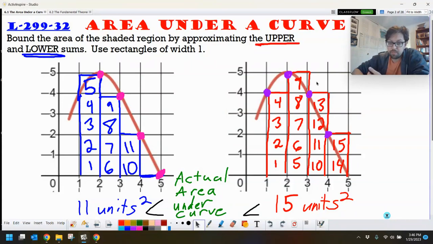On this one, you can see there's a bunch of rectangles that are sticking out over the edge. So this would be our upper estimate. So we know our actual area underneath this curve is somewhere between 11 and 15 units.